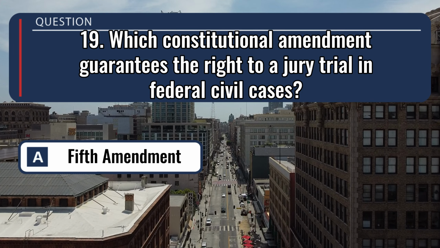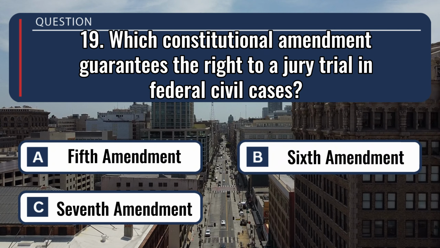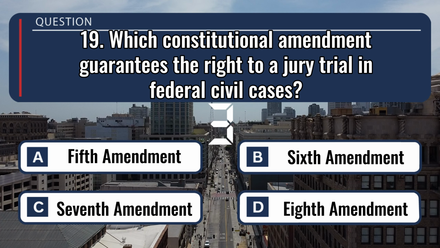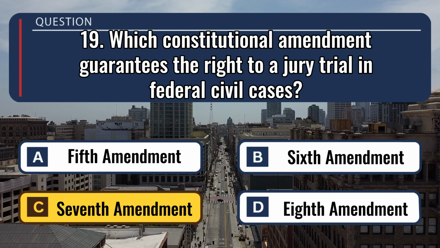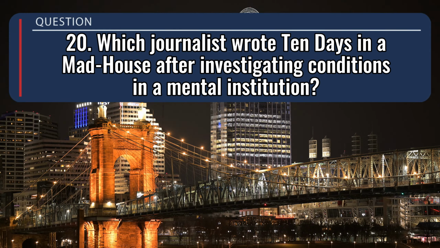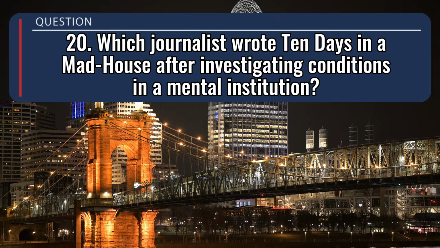Question 19. Which constitutional amendment guarantees the right to a jury trial in federal civil cases? A. Fifth Amendment. B. Sixth Amendment. C. Seventh Amendment. D. Eighth Amendment. The correct answer is C. Seventh Amendment.